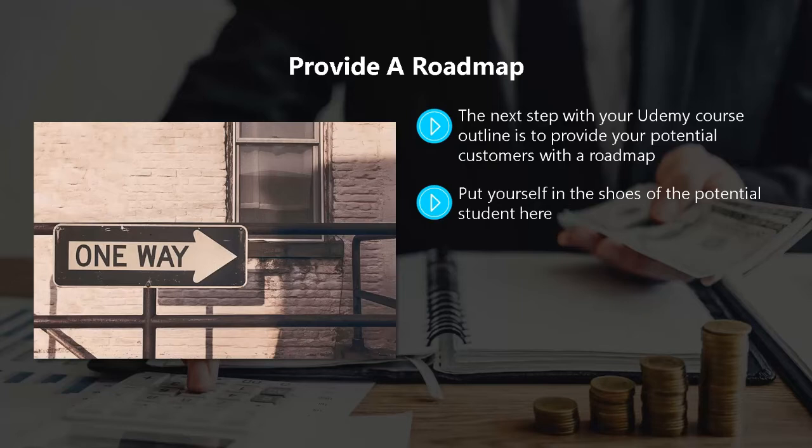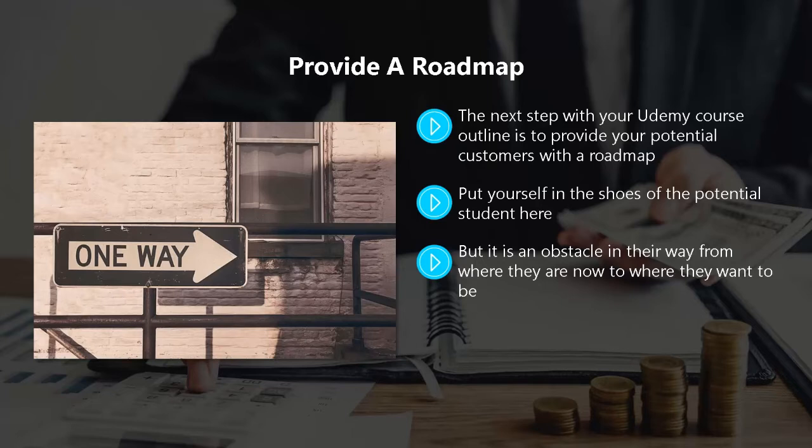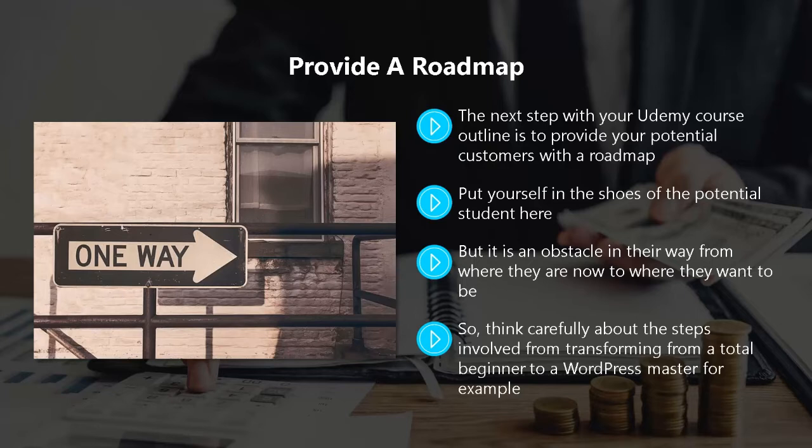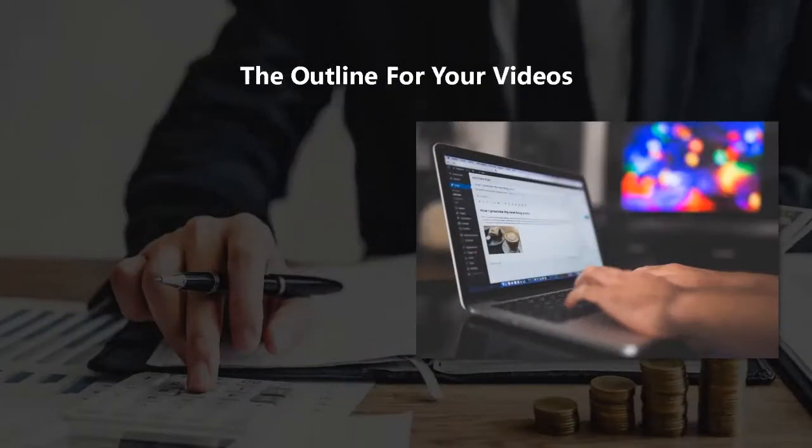They really want to learn something, and they think that a video course is the best way to do this, which it normally is. But it is an obstacle in their way from where they are now to where they want to be. The bottom line is that nobody wants to watch hours and hours of videos no matter how good they are. All they really want is the end result. So, think carefully about the steps involved, from transforming from a total beginner to a WordPress master, for example. Think back to how you learned to use WordPress and how you went about doing this. Create a few steps that you can then start to fill in more details.